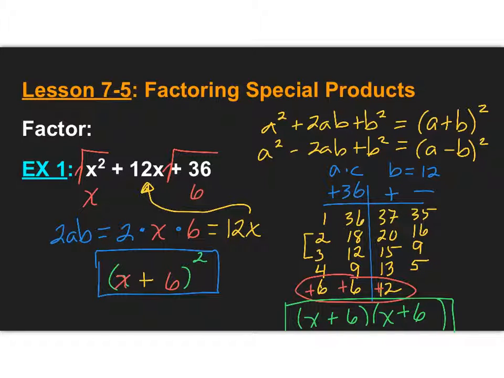And so as you can see, x plus 6 times x plus 6 is identical to x plus 6 squared. So I would much rather do it this way because the other is a lot more work, although both of them will give you the same answer. So let's look at example 2.